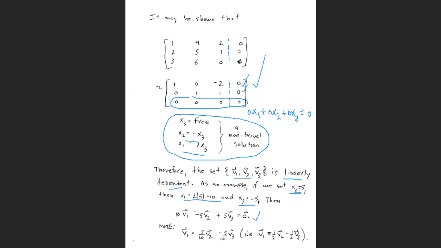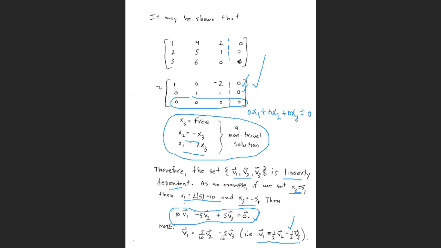But you could also think of this, if we were to solve this vector equation for v1, vector v1 would be 5 halves v2 minus 5 tenths v3. Or v1 is 1 half v2 minus 1 half v3. So you see, the vector v1 is related to the vectors v2 and v3 by that equation. There is a relationship between the vectors v1, v2, and v3.